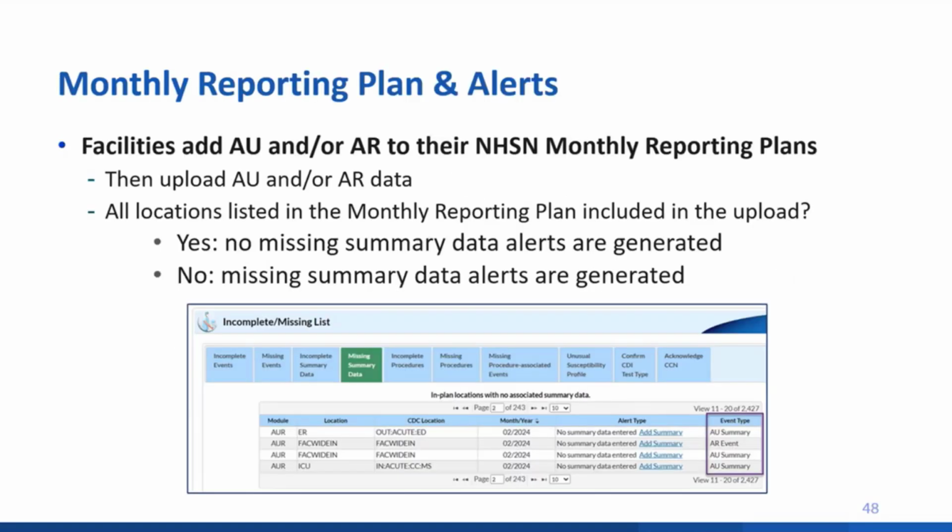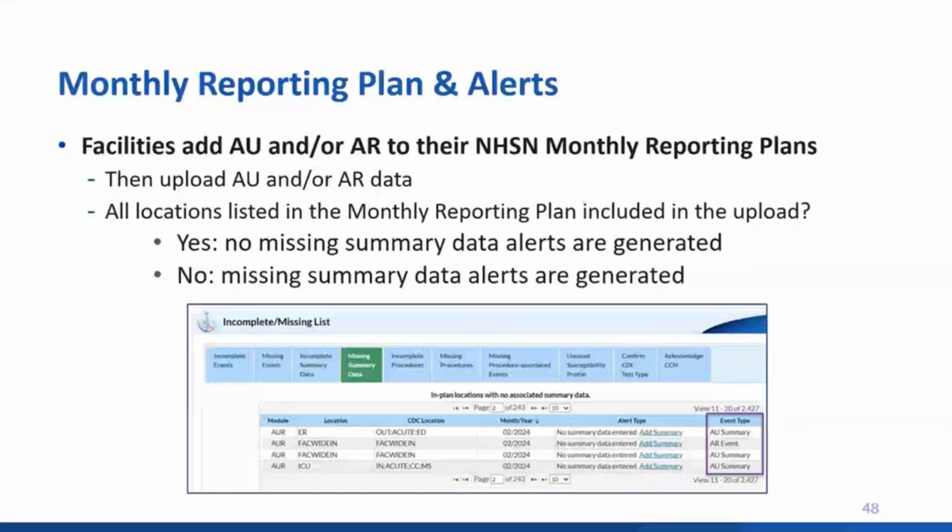Let's now discuss the monthly reporting plan and alerts. Facilities add AU and/or AR to their monthly reporting plans. They then upload AU and/or AR data. They will also need to ensure that all locations listed in the monthly reporting plan are included in the upload. If yes, no missing summary data alerts are generated. If no, missing summary data alerts are generated.